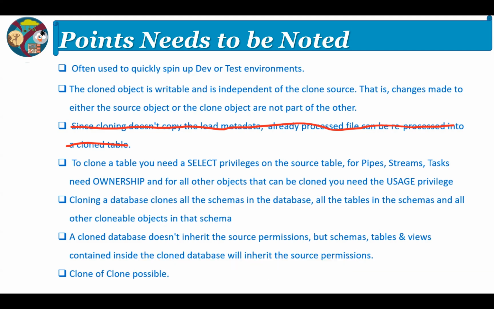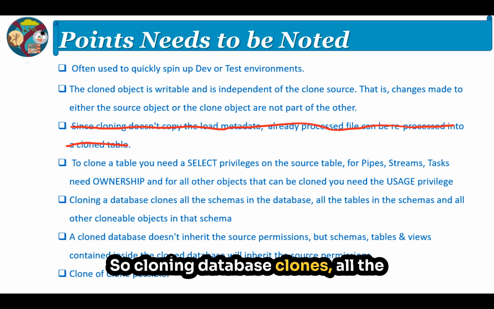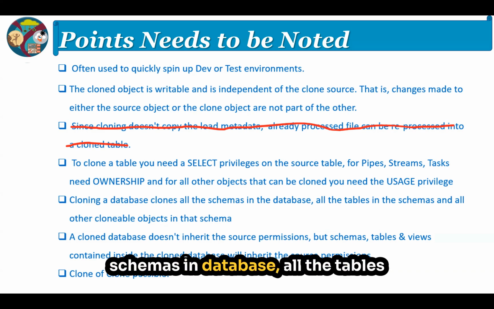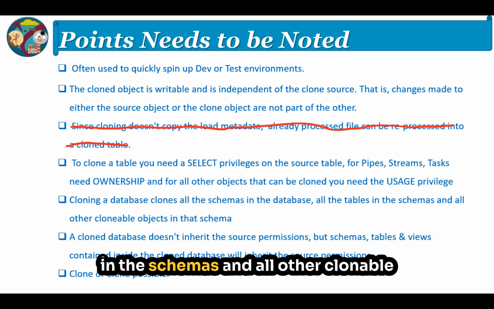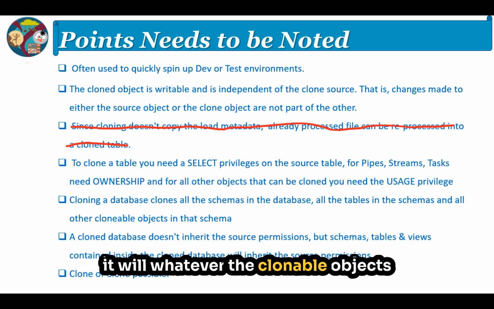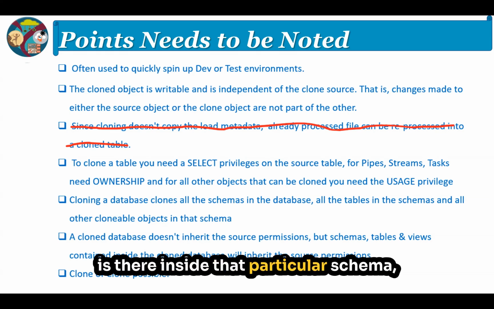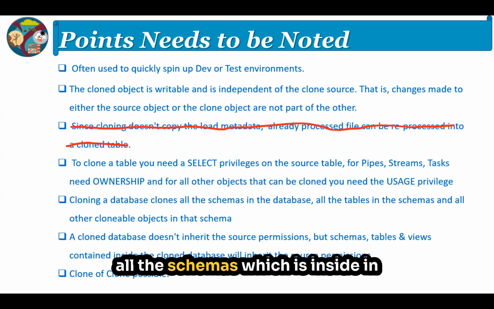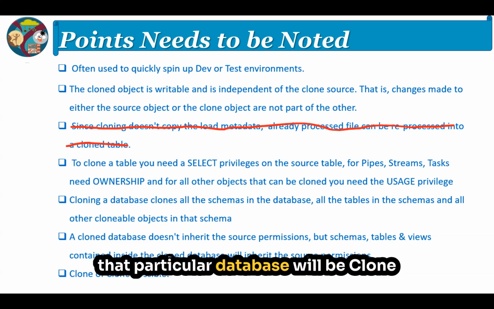So cloning a database clones all the schemas in the database, all the tables in the schemas, and all other clonable objects in the schema, which means when you clone a particular database, whatever clonable objects are there inside the schemas, all the schemas inside that particular database will be cloned.